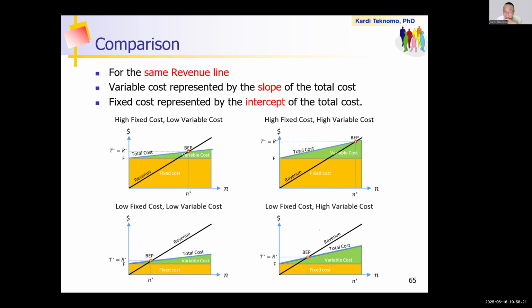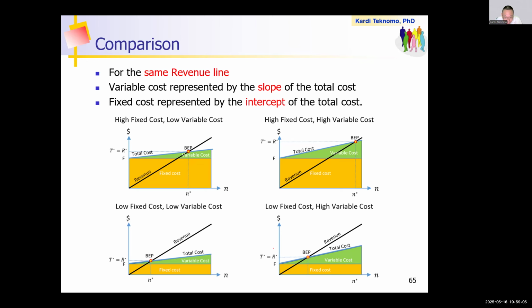Okay, and then the variable cost is represented by the slope of the total cost. So low variable cost, a little bit flatter. And then high variable cost is steeper. So this one is high fixed cost, low variable cost. This is high fixed cost, high variable cost. And then this is low fixed cost, low variable cost. And we use the same slope. And then this one is low fixed cost, high variable cost. Of course, the fixed cost represents the intercept of the total cost.